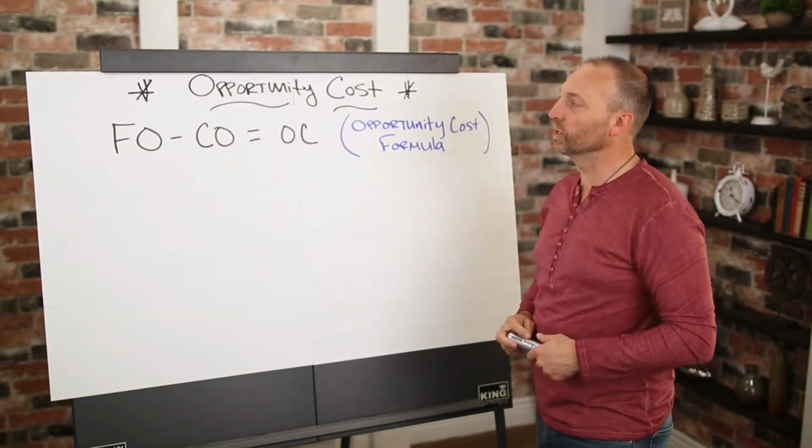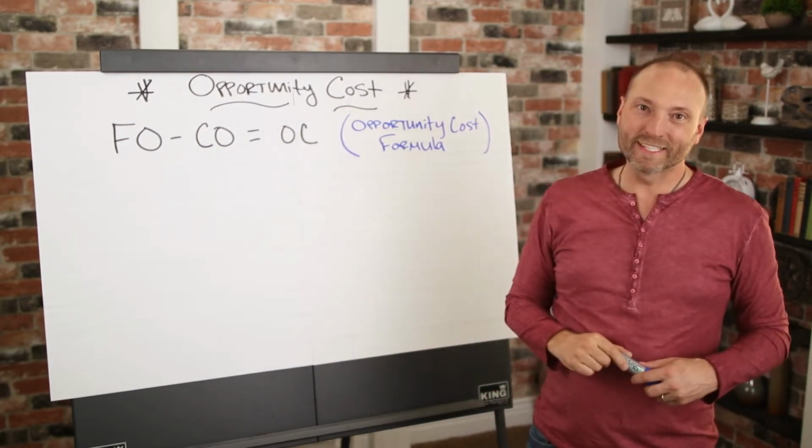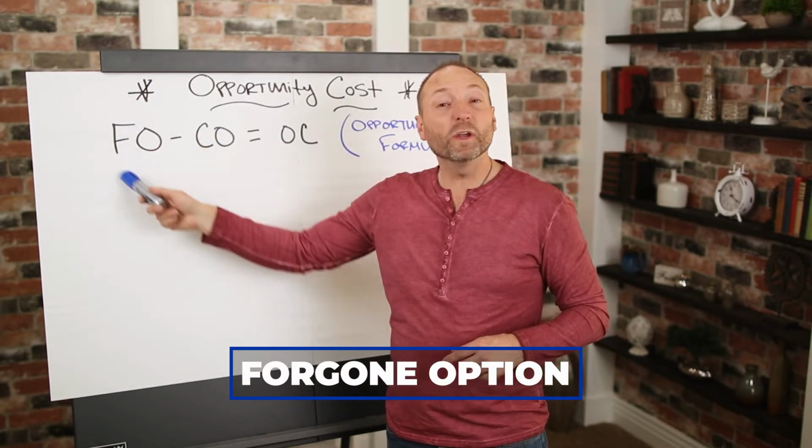The second thing you want to understand is how the formula of opportunity cost actually works. And here's the opportunity cost formula. FO minus CO equals OC. What this means is the foregone option. The idea is that this is what we don't choose.